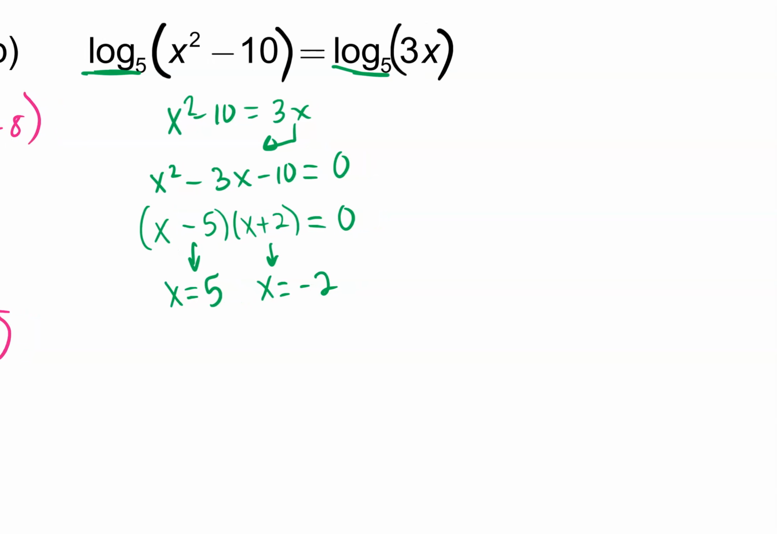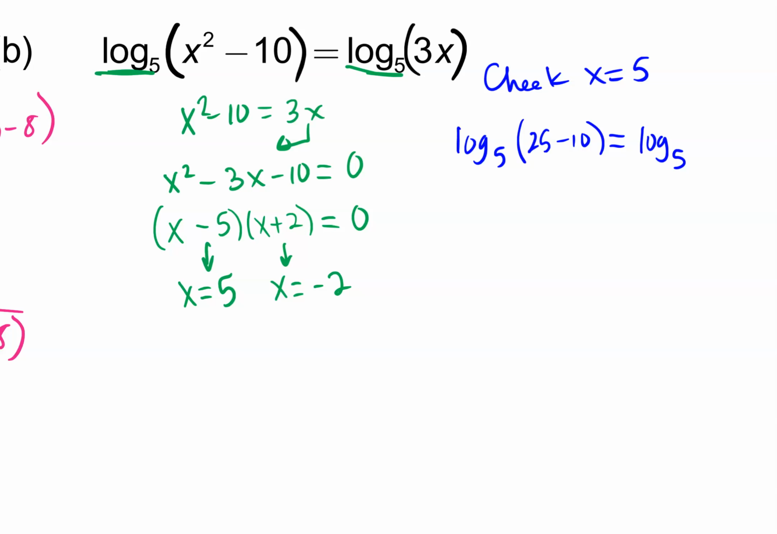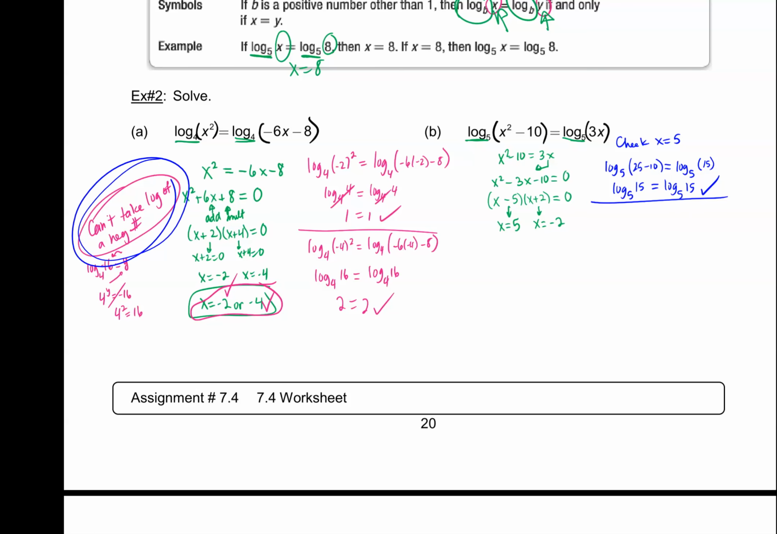And now we must check to make sure they work. You have to check. Okay, let's try 5 first. So I'm going to check x equals 5. So log base 5 of, okay, ready? 5 squared is 25 minus 10. And on the right side, I have log base 5 of 3 times x, so that's going to be 15. Log base 5 of 15 is equal to log base 5 of 15. Okay, left side is equal to right side. We're good. I don't need to check anymore, because the big thing to make sure of is you can't take the log of a negative number.